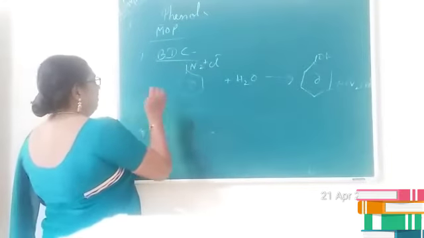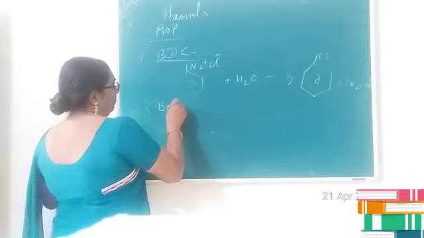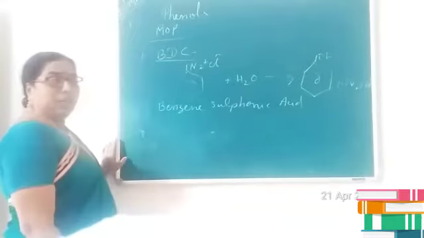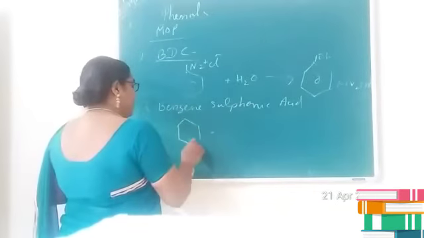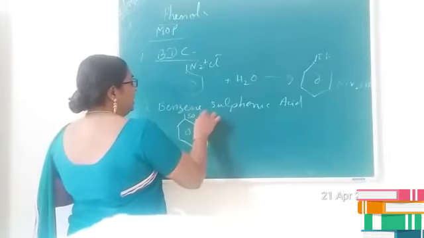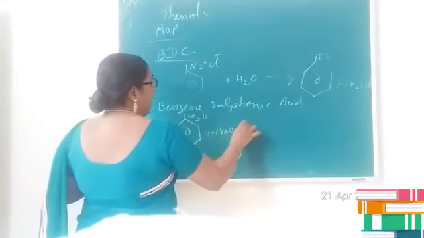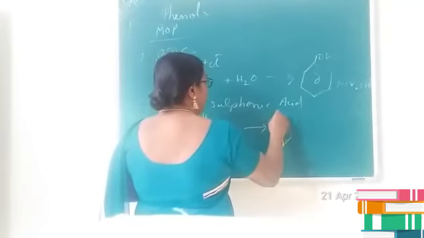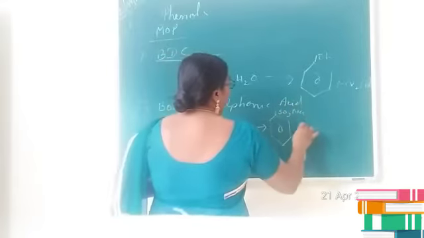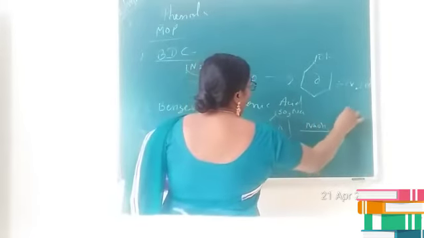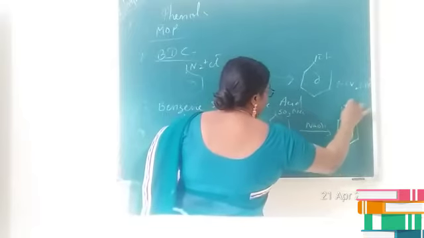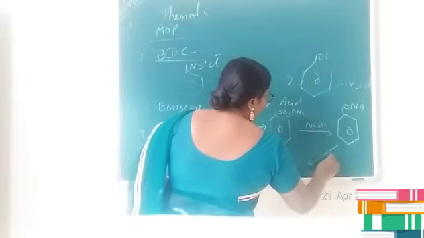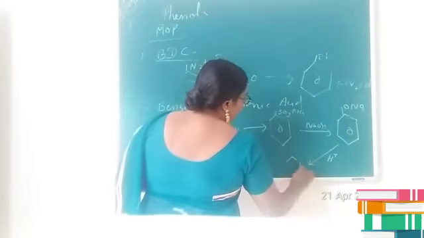The second one we can consider is from benzene sulfonic acid, C6H5SO3H. First it is treated with sodium hydroxide and you will get the sodium salt of benzene sulfonic acid, that is SO3Na. This on fusion with sodium hydroxide produces sodium phenoxide, which on acidification produces phenol.